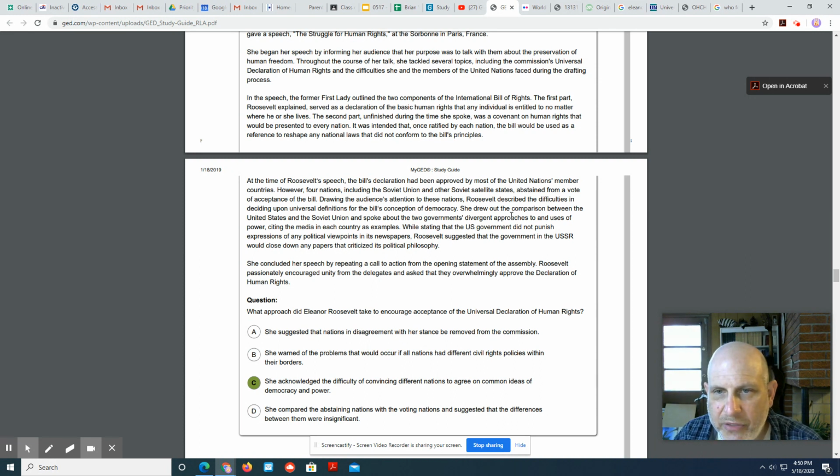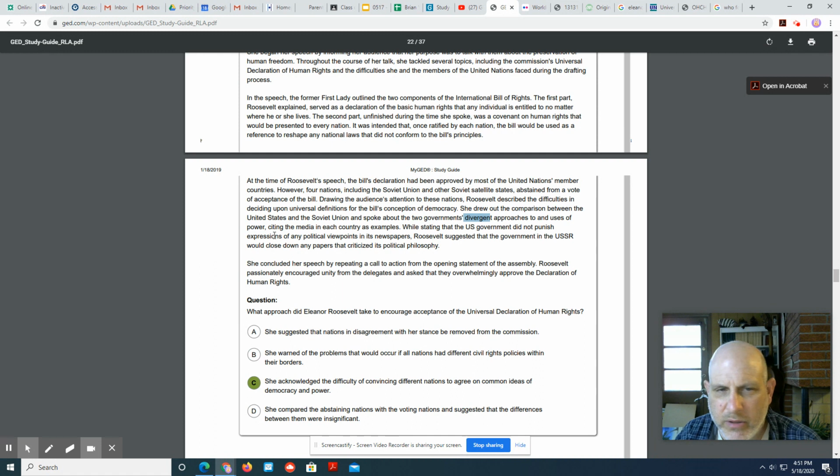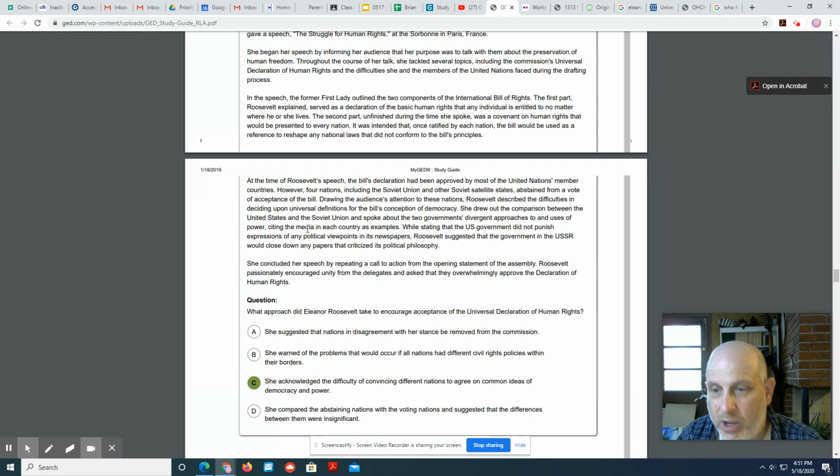She drew out the comparison between the United States and the Soviet Union and spoke about the two governments' divergent, it's like opposite, approaches to and uses of power. Oh God, there's so much stuff in this thing. It's so good. You could spend the whole term, a year, just with this and going through everything. And she cited the media in each country as examples. The media is like the state-run television. Who controls it? It's controlled by the government, or it's controlled by private individuals.